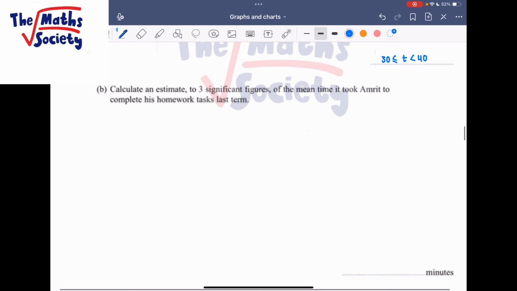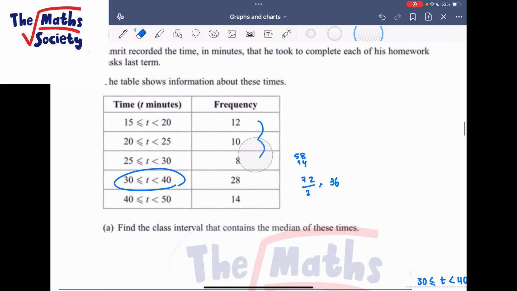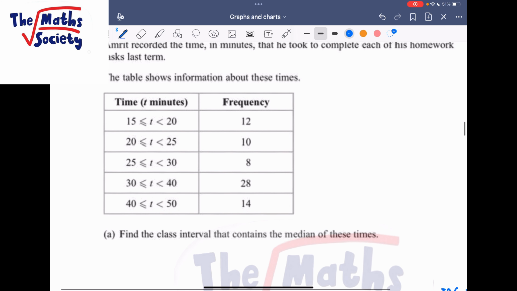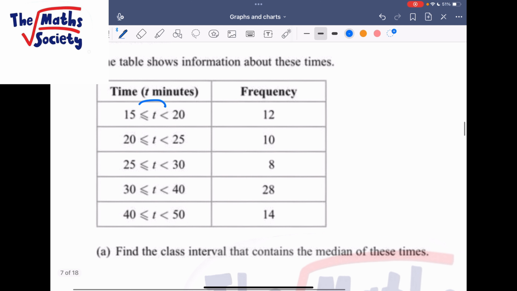It says calculate an estimate, to 3 significant figures, of the mean time it took Ari to complete his homework tasks last term. So for the mean time, we need to multiply the frequency with the midpoint of each interval. So here we need 15 plus 20 divided by 2, which gives 17.5. Multiply with frequency 12, which adds up to 210.